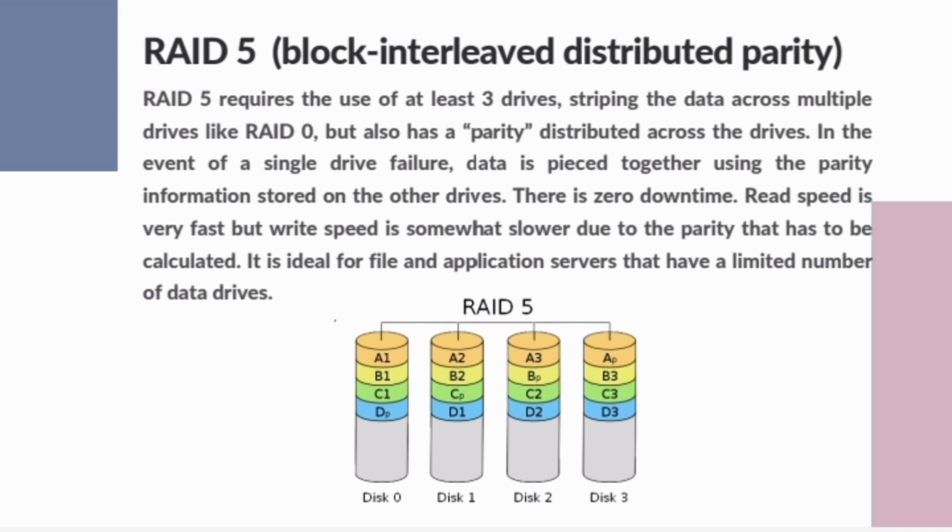RAID 5 requires 3 drives, striping the data across multiple drives like RAID 0, but also has a parity distributed across the drives. In the event of a single drive failure, data is put together using the parity information stored on the other drives. There is zero downtime. Read speed is very fast, but write speed is somewhat slower due to the parity that has to be calculated. It is ideal for file and application servers that have a limited number of data drives.